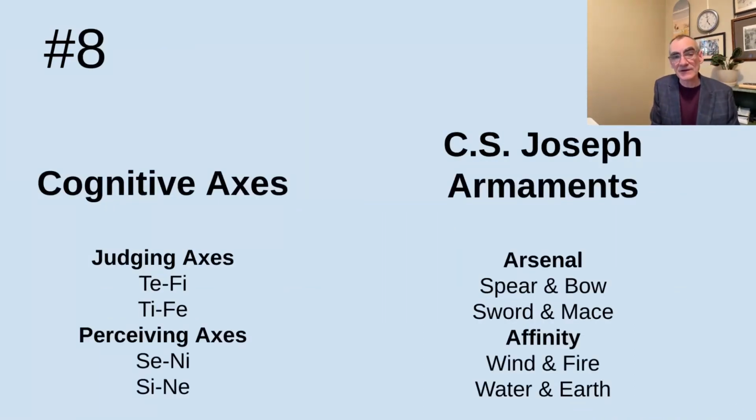So to close out on what else Type Grid Companion has got in it, yes, there's that little smattering of what CSJ calls armaments, your arsenal and your elemental affinities. That corresponds to neo-Jungian judging axes and perceiving axes. So that's kind of a little sprinkling hint, although the axes are not part of original Jungian psychological types. It's generally accepted in neo-Jungian concepts that this is the way that things line up.